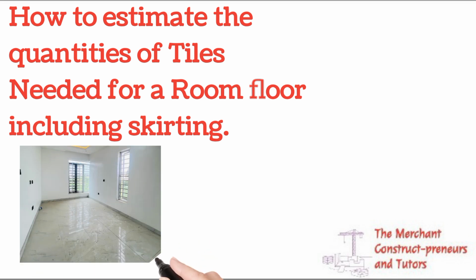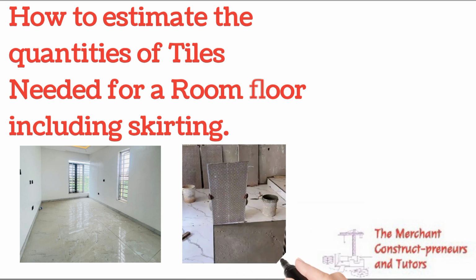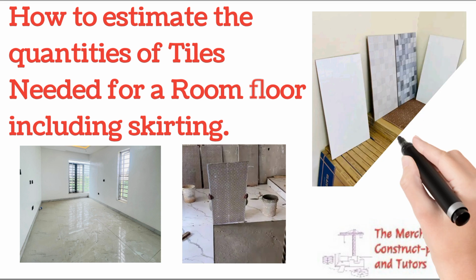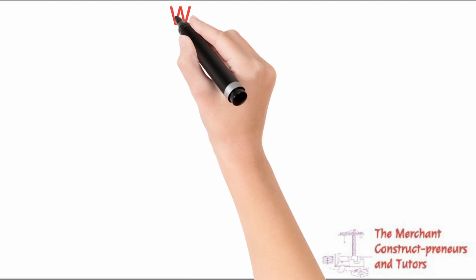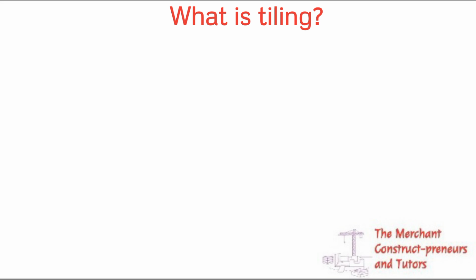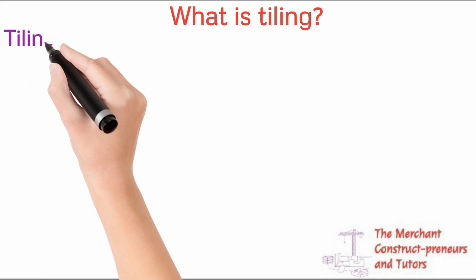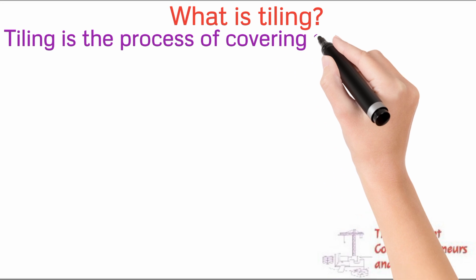The floor is tiled. Now, the way they sell tiles, you see different colors of tiles, and how tiles have been laid. So we'll be estimating the number of tiles needed for a room, including the skirting. And the skirting are those strips of tiles that are placed around the perimeter of the building. Now before we go further to calculate, let us understand what a tile is.